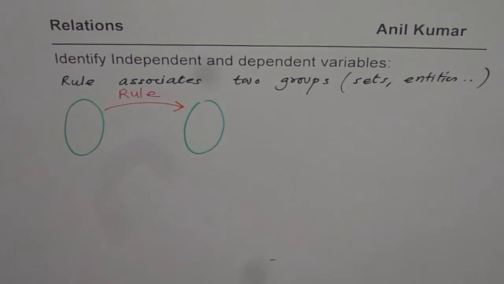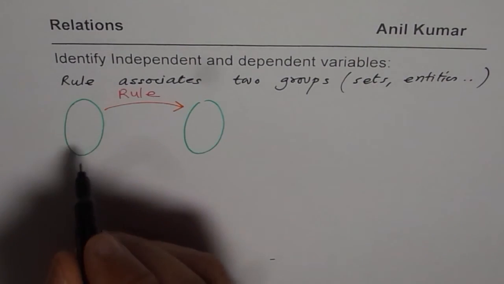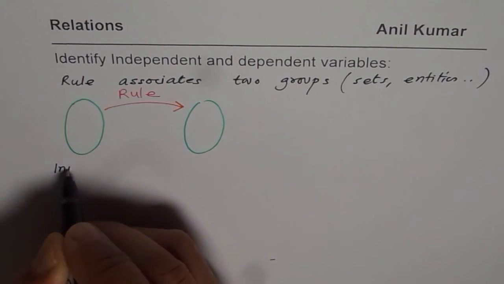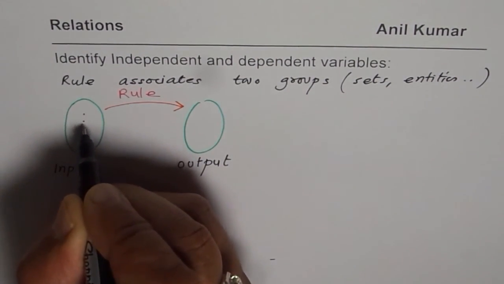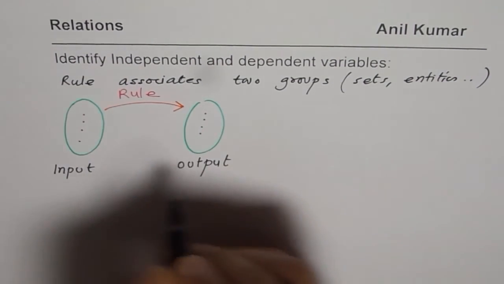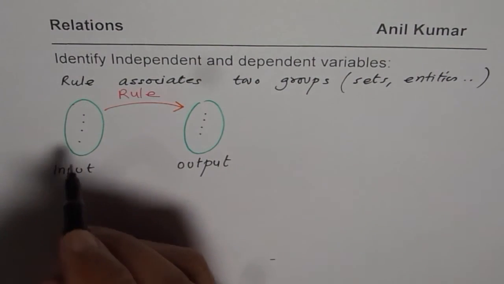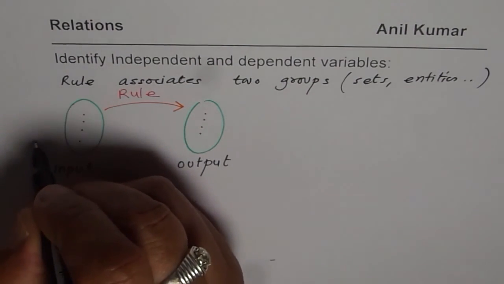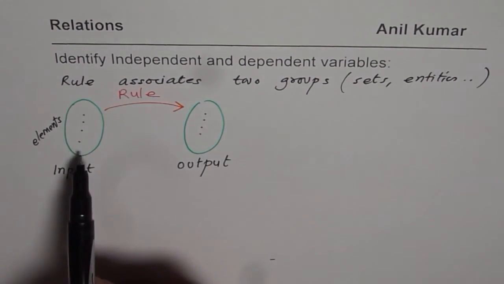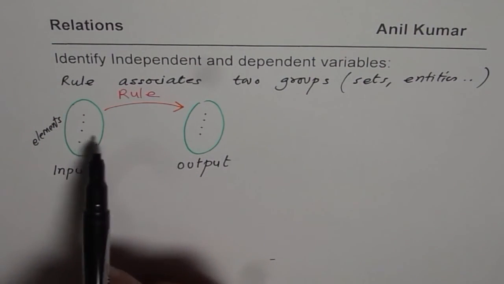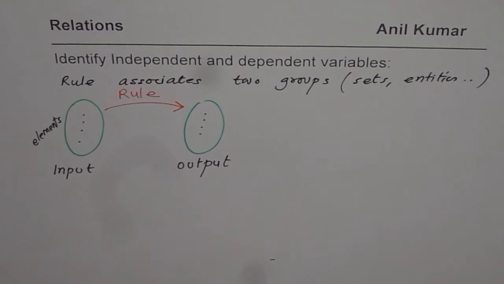Now in mathematics what happens is that we try to give some names so that it becomes easy for us to communicate. So what we do here is we say, well, when two groups are related, we'll call one of them input, the other one output. And everything in them will be known as elements. So these are part of the group, so we'll call them elements. So basically, the rule connects elements of input to elements of output. So that is how the relation is.